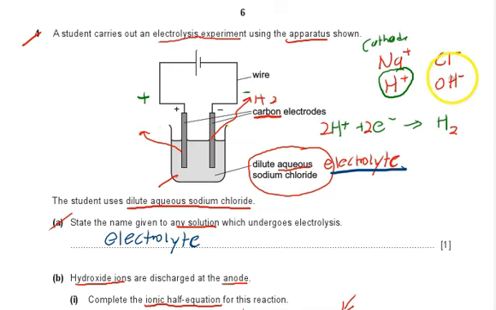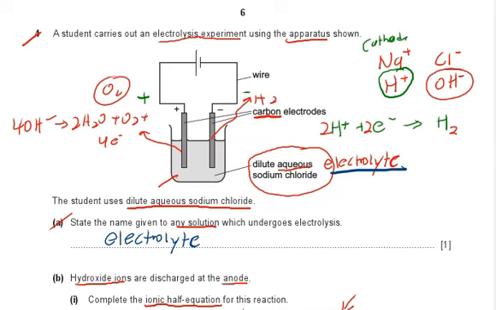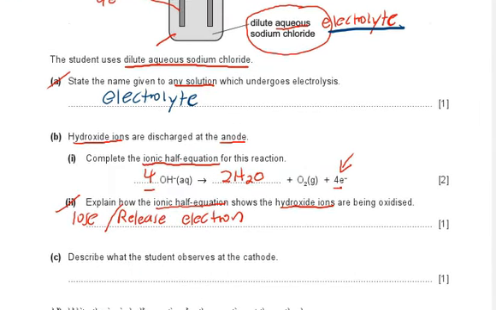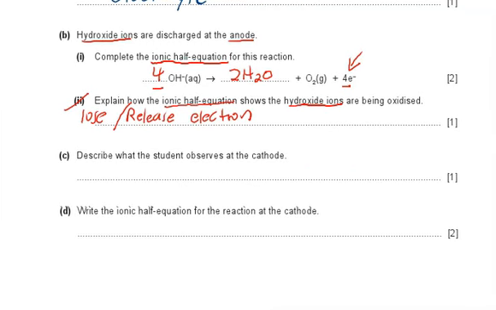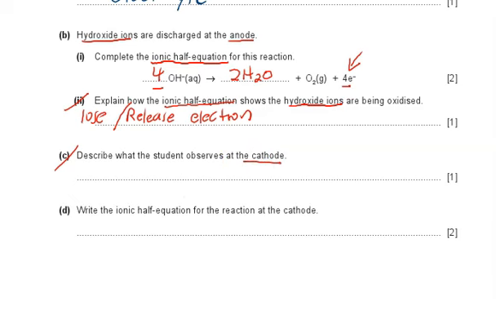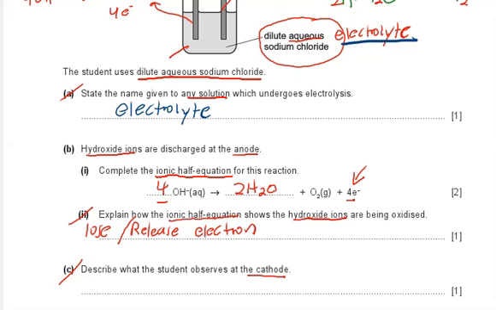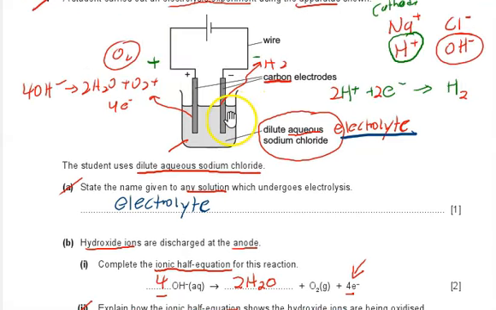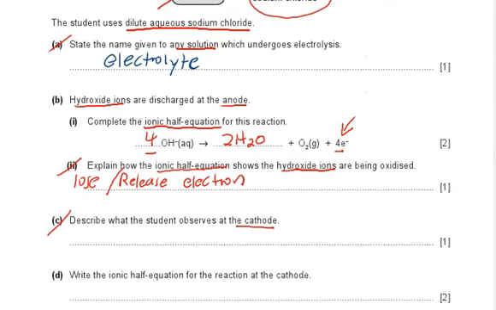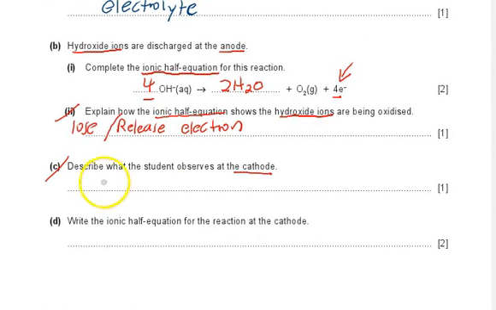At this side, you will have hydroxide. So we follow the equation, you will be getting this. And here you will be releasing oxygen gas. Okay, now let us look at the further details of the question. Describe what the student observed at the cathode. Okay, so if you notice that at both sides you will have gas released, hydrogen and also oxygen. So over here you can write bubbles observed, or you can write fizzing.